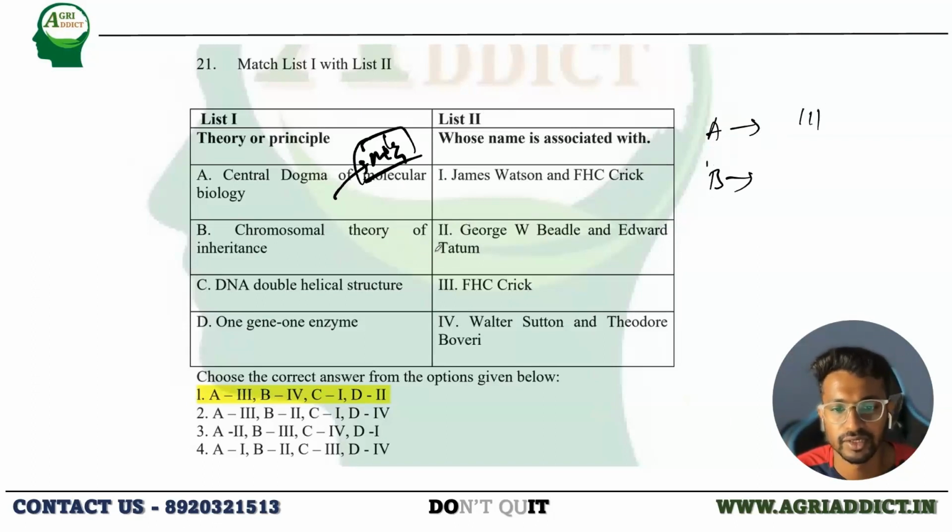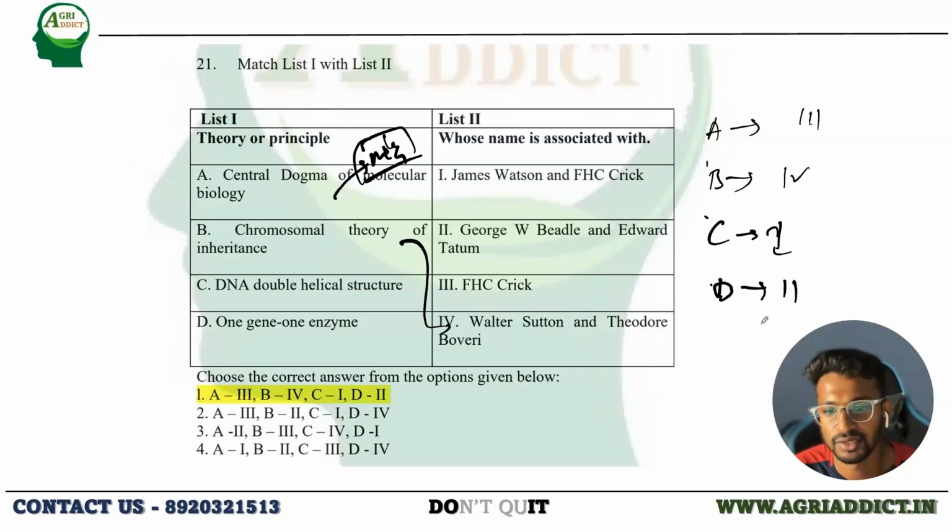Second one, chromosomal theory of inheritance: Walter Sutton and Theodor Boveri. See, the questions are actually repeating. You can see the things here. So these are the most frequently asked questions. Double helix model, it's James Watson and Crick. And the fourth one, gene one enzyme hypothesis, it is Beadle and Tatum. Okay, see the full names. They are giving the full names.